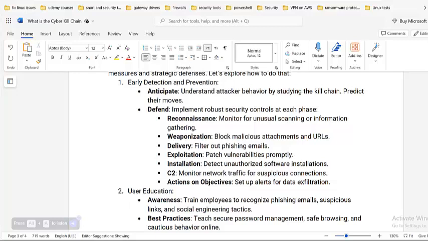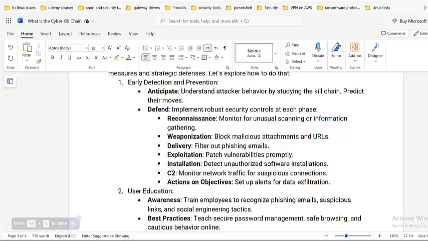Defend. Implement robust security controls at each phase. Reconnaissance: monitor for unusual scanning or information gathering. Weaponization: block malicious attachments and URLs. Delivery: filter out phishing emails. Exploitation: patch vulnerabilities promptly. Installation: detect unauthorized software installations.